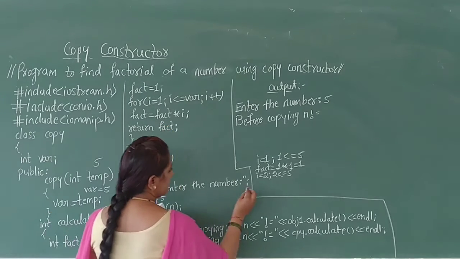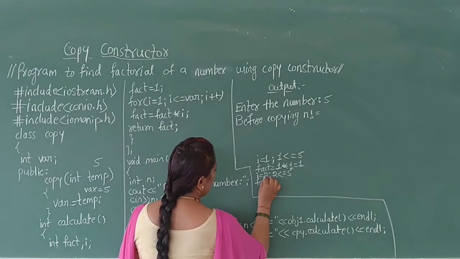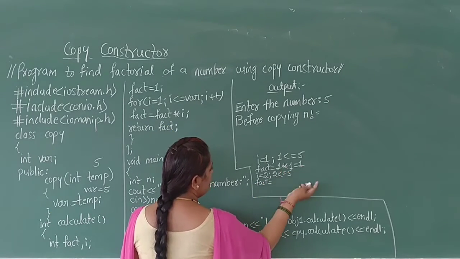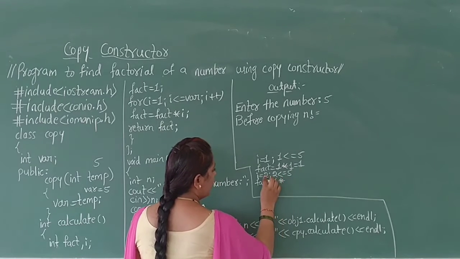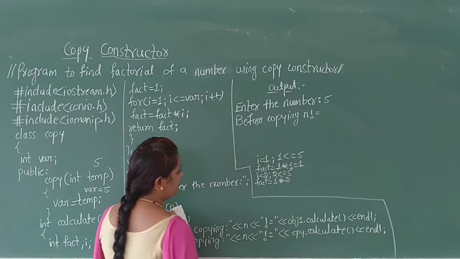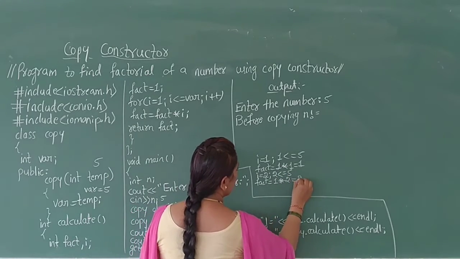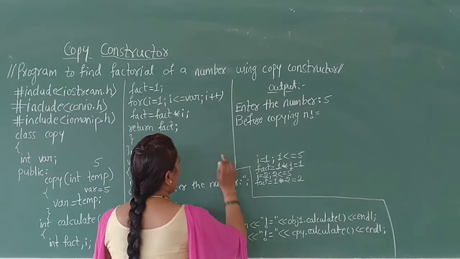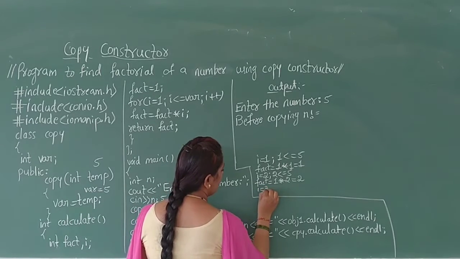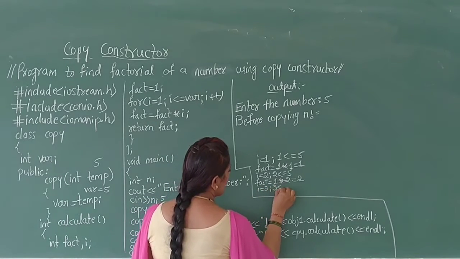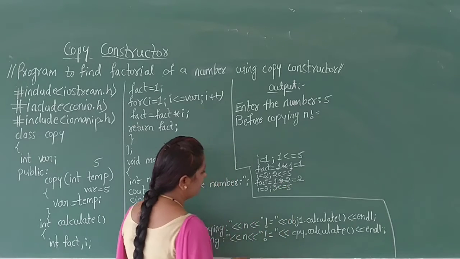Then again it calculates the fact value. Fact is equal to fact into I. The previous fact value is 1 into the I value, now 2. Now it is 2. Next, I is incremented by 1. Now I equals 3. 3 is less than 5. Yes, it is less than 5.